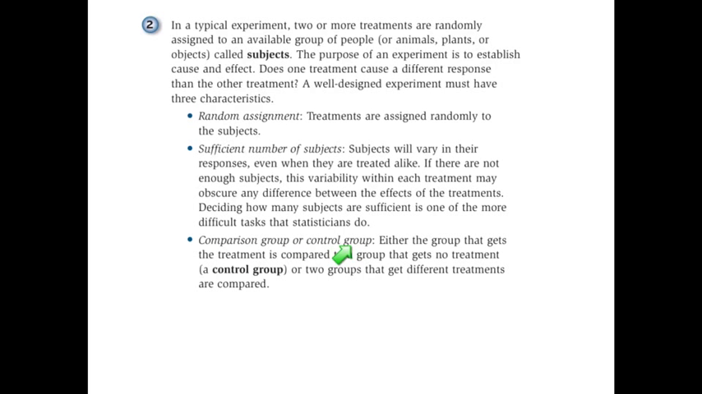Comparison group or control group. In science, we usually call this the control group. Either the group that gets the treatment is compared to a group that gets no treatment, or 2 groups that get different treatments are compared. The group that gets no treatment is called the control group. That's very important so that you can see if there's a different effect when you apply the treatment to your subjects.